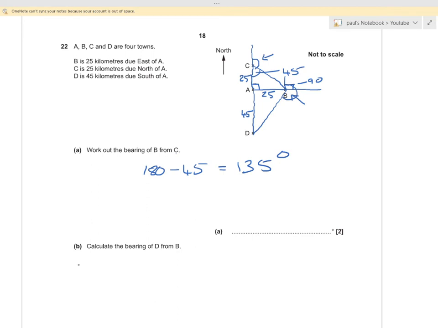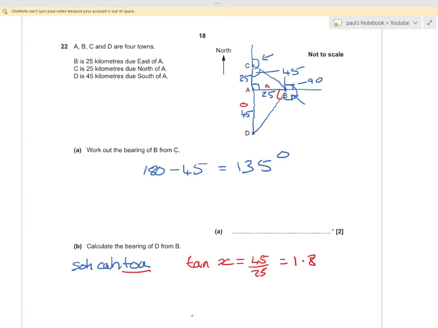So I'm going to use trigonometry. SOH CAH TOA. Now let's do a different colour so we can see what we're doing. We need to find that angle. This is the adjacent and this is the opposite. So tan x equals opposite 45 divided by 25. So 45 divided by 25 is 1.8.